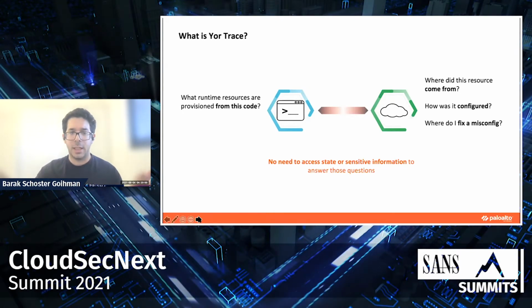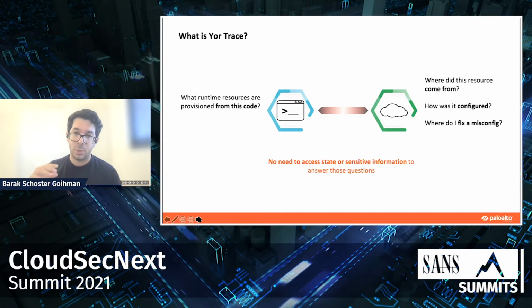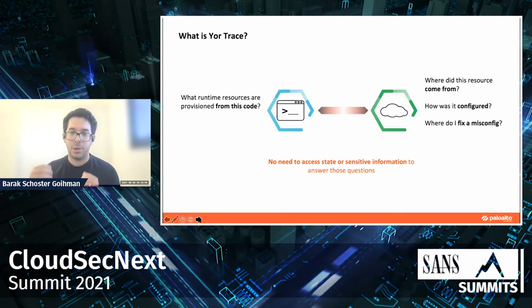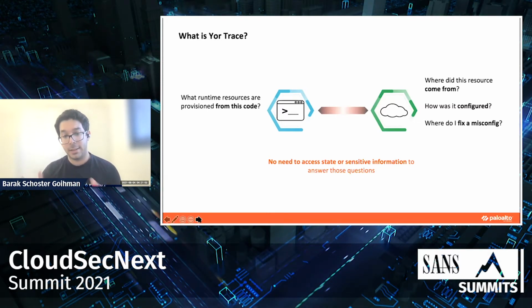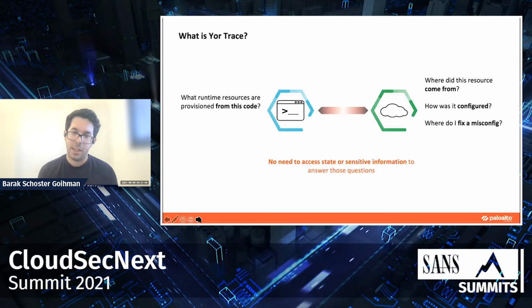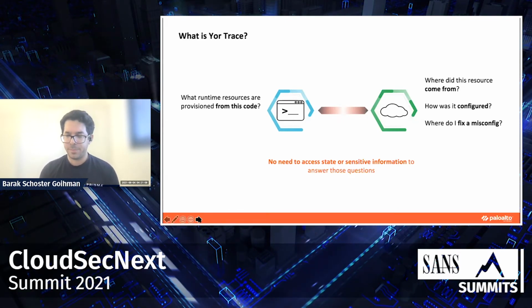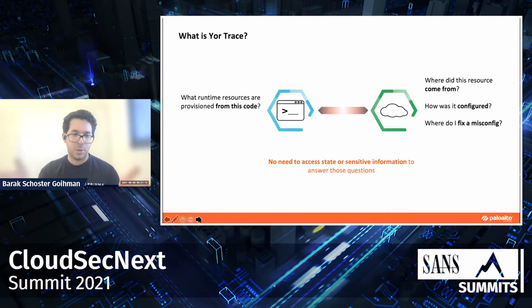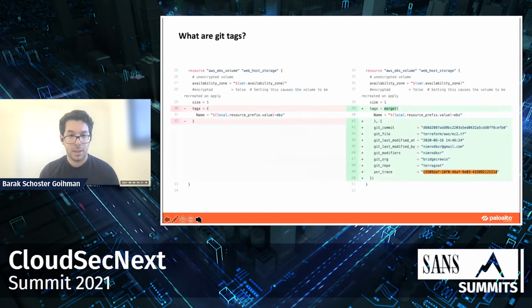Answering questions like which resources were provisioned from this code block, and also how was it configured in source, and where is the best place to fix it, without the need to access sensitive data like state files or secrets that are maintained outside of the code and are scattered across different secret stores, etc. It's only connecting code and cloud directly.